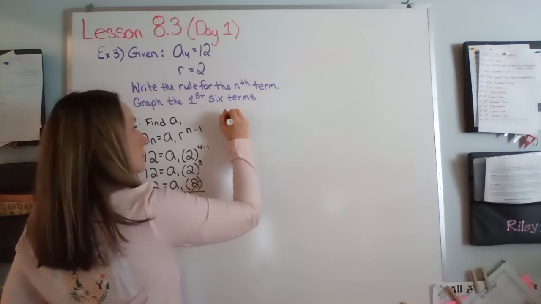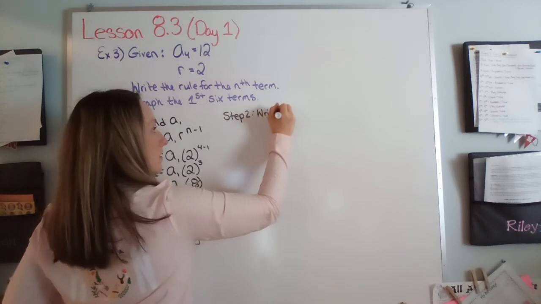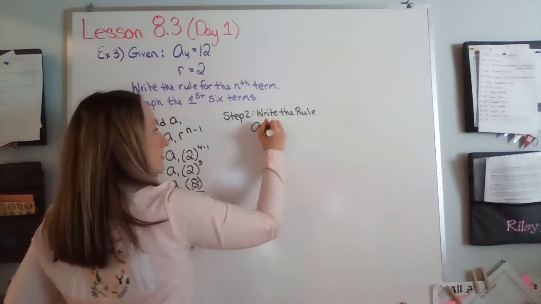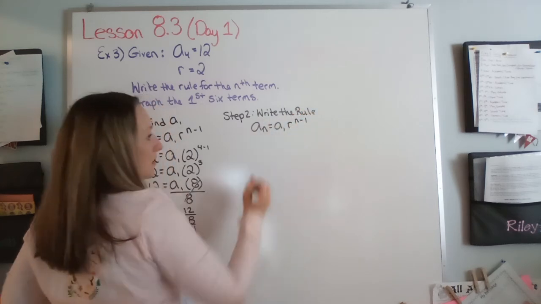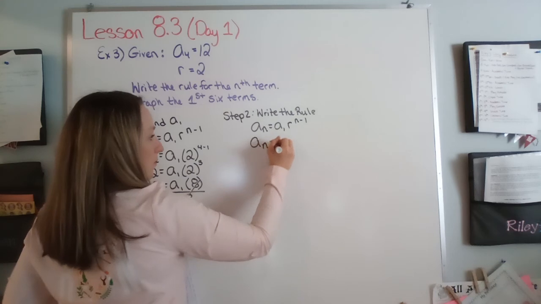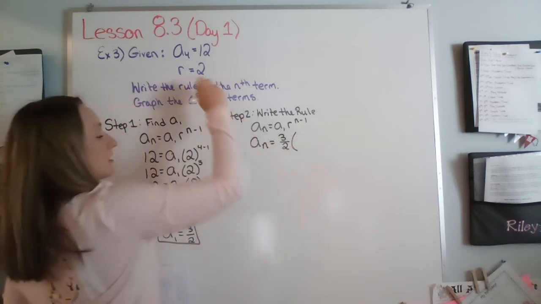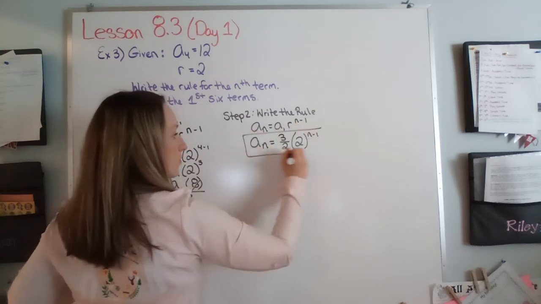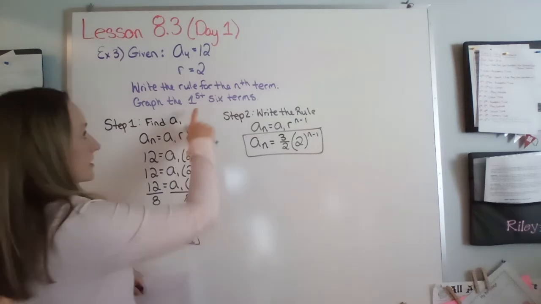So, step 2. Write the rule. So, A sub n equals A sub 1 times R raised to the n minus 1. We're going to fill in A sub 1, which is 3 over 2. You're going to substitute in the R value, which is 2, raised to the n minus 1. That is the rule for this sequence. Okay, the next step is going to be to find the first 6 terms.